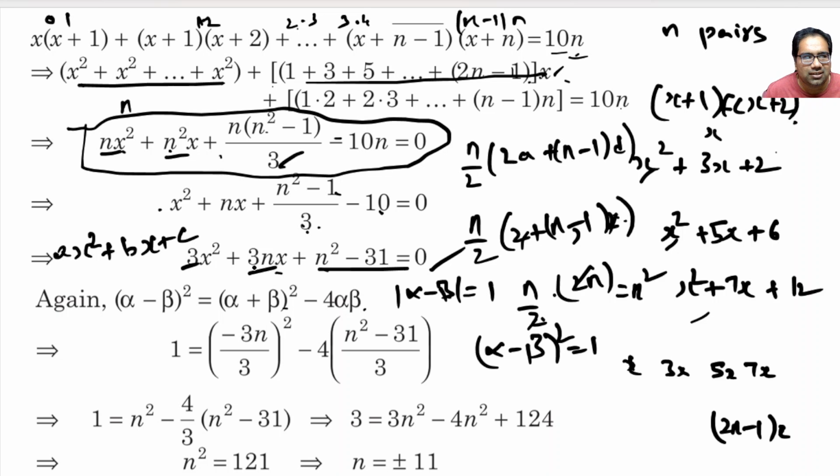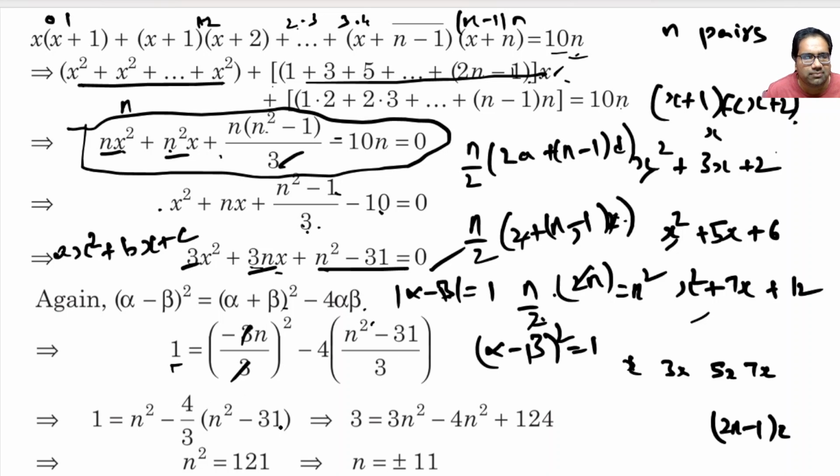So what is alpha plus beta? That is minus b by a. That is minus 3n by 3. So alpha plus beta whole square is (minus 3n by 3) whole square minus 4 alpha beta. What is alpha beta? (n square minus 31) by 3. Right, product of the roots. 4 times (n square minus 31) by 3. Here this 3 and this 3 will get cancelled. Minus n whole square plus n whole square, it doesn't matter. So this will become n square. Alpha minus beta whole square is already 1 square. So 1 is equal to n square minus 4 by 3 (n square minus 31).